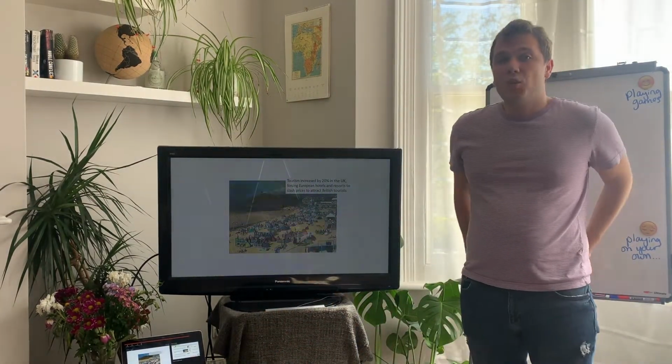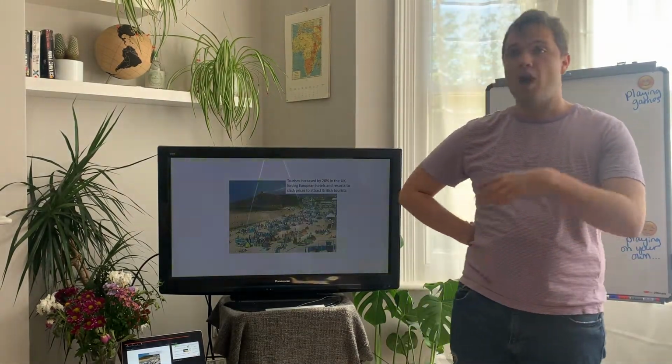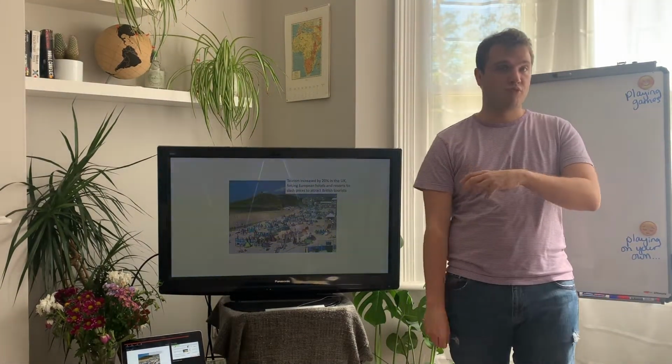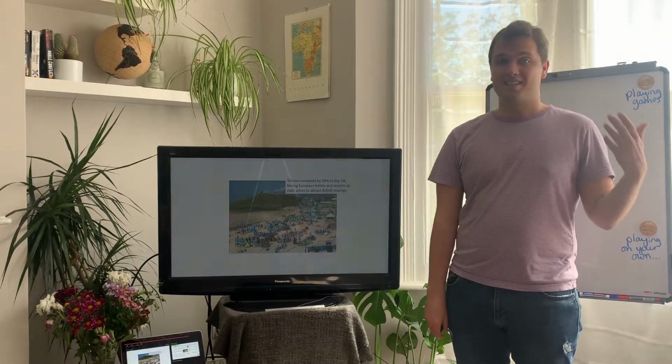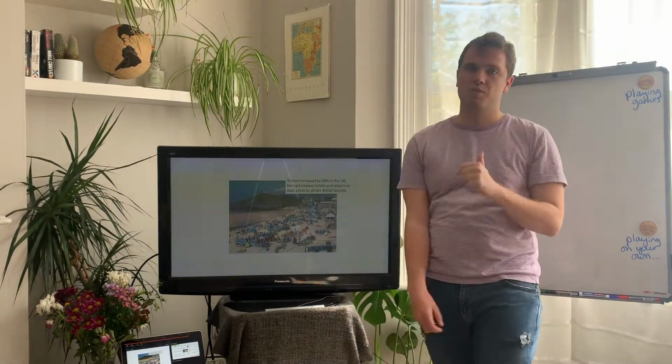Tourism increased by 20% in the UK as European hotels and resorts, meaning that all of those European resorts that British people normally go on holiday to, had to slash their prices. So not only could you have a lovely little weekend in England, you could get a cheaper trip away in Europe.